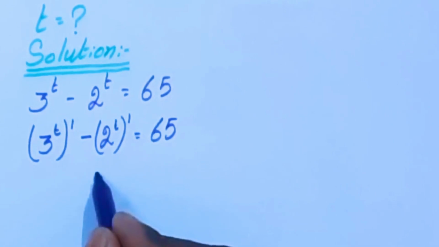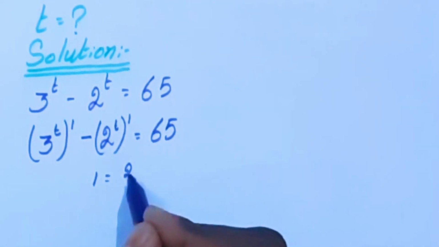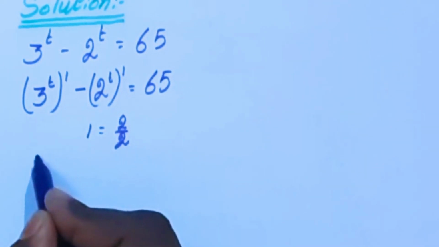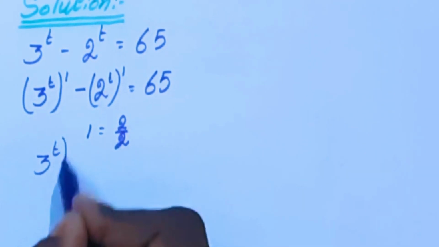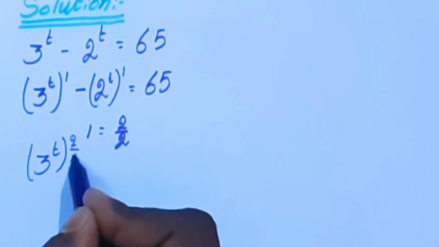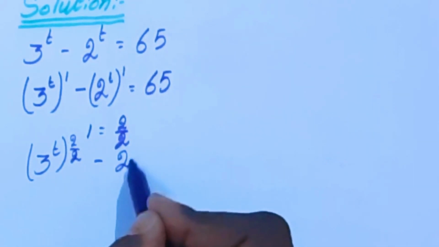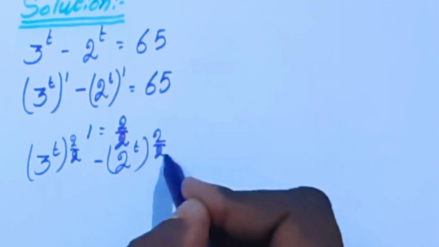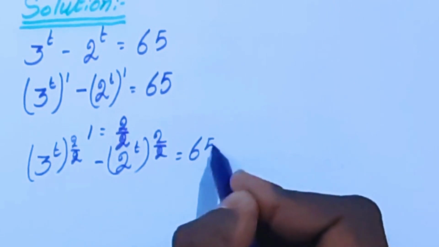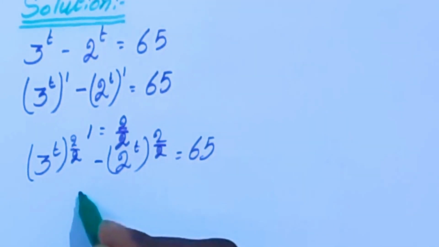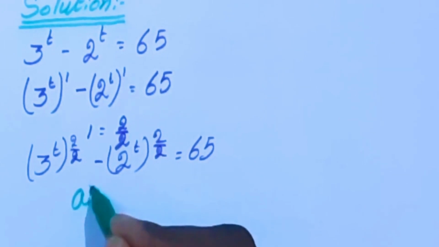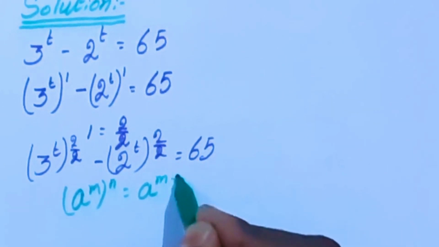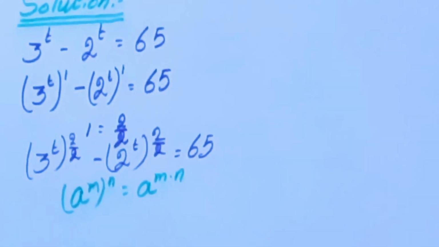Now this 1 can be written as 2 by 2. So (3 power t) whole power 2 by 2 minus (2 power t) whole power 2 by 2 equal to 65. Now we know this exponent identity that (a power m) whole power n equal to a power m times n. This we are going to implement here.